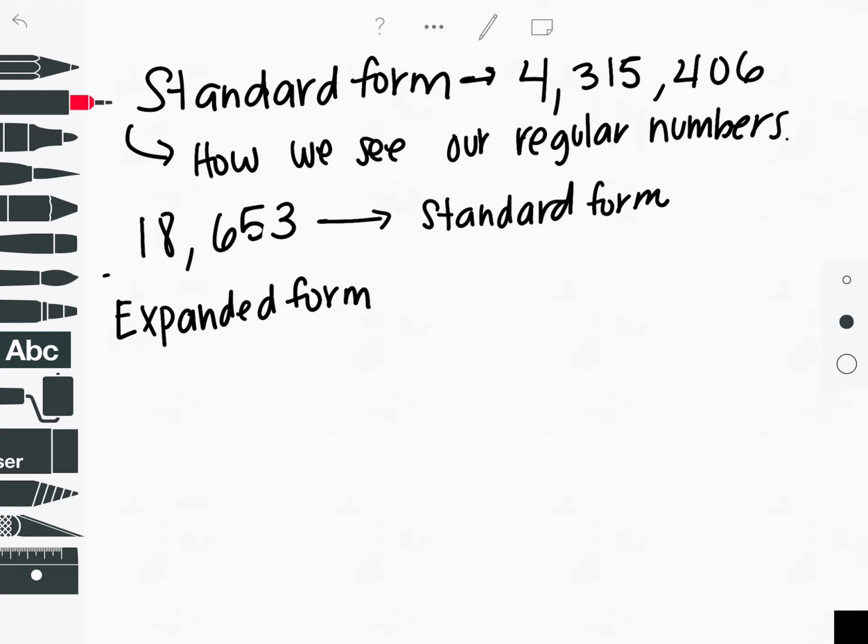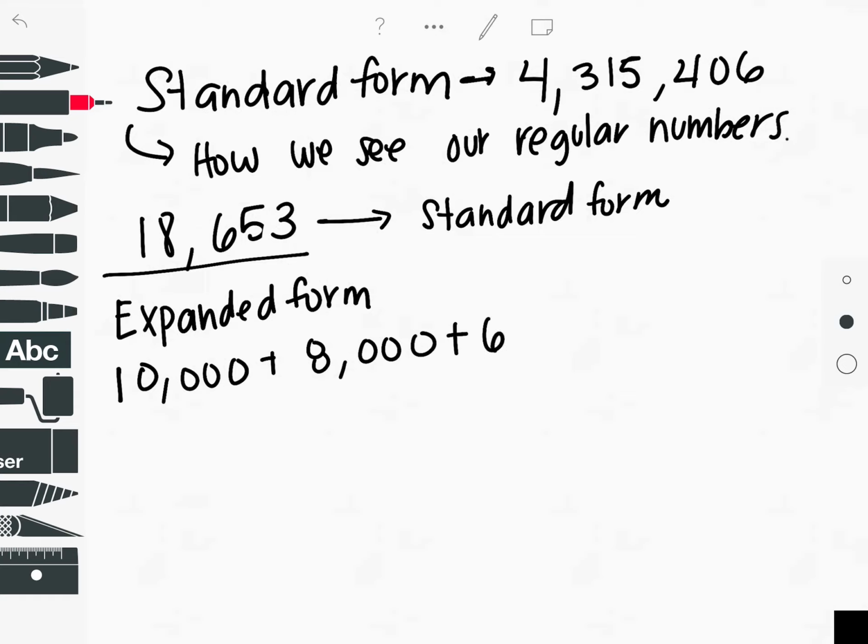For example, let's do this one again. 18,653 in expanded form. So how does that look? It looks like this. You're going to write 10,000 plus 8,000 plus 600 plus 50 plus 3. If I were to add all these numbers together, my answer would have been 18,653. So we're breaking down the values.